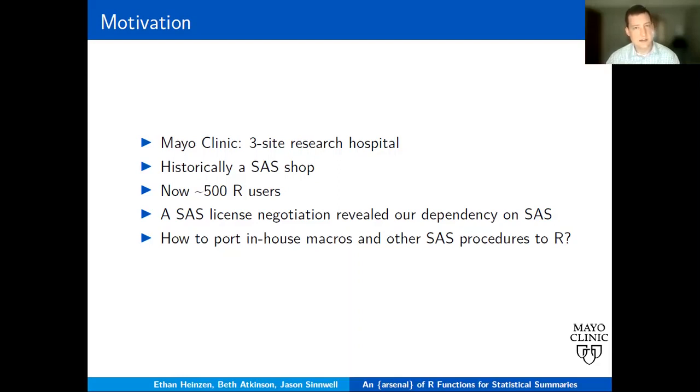But 5 or 6 years ago, a SAS license renegotiation revealed our critical dependency on SAS. That made leadership a little bit wary. So they asked us to evaluate how we could reduce our footprint in SAS, which of course naturally led to the question, what's the best way to port those in-house macros and other SAS procedures to R?